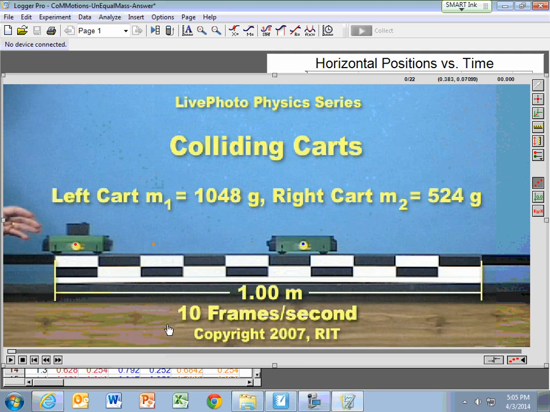In this video, I have two carts that are going to be colliding and sticking together. And this cart on the left is a little over 1 kilogram, and this cart on the right is a little over a half of a kilogram.